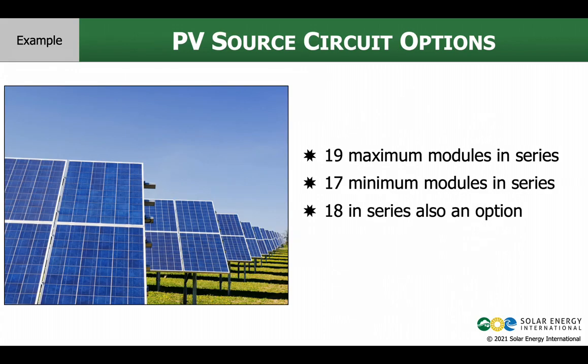Anyway, we've determined that we have some options. 19 is our maximum modules in series. It was also our minimum in series in an ideal world. However, we also saw that we could really probably get away with a minimum of 17 in series. And what does that also mean? Well, of course, it means that 18 in series is also an option. So 17, 18, 19. Three different string length possibilities for connecting modules to this inverter in these conditions.